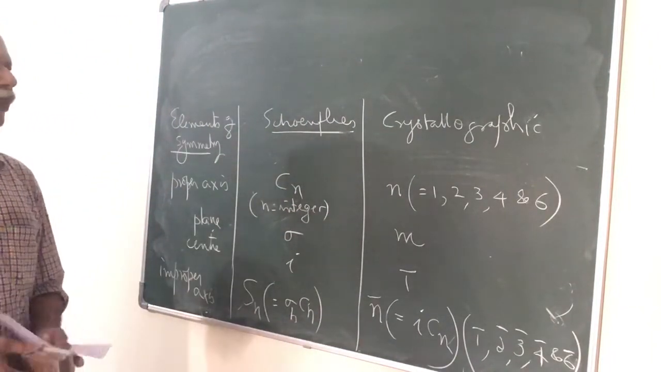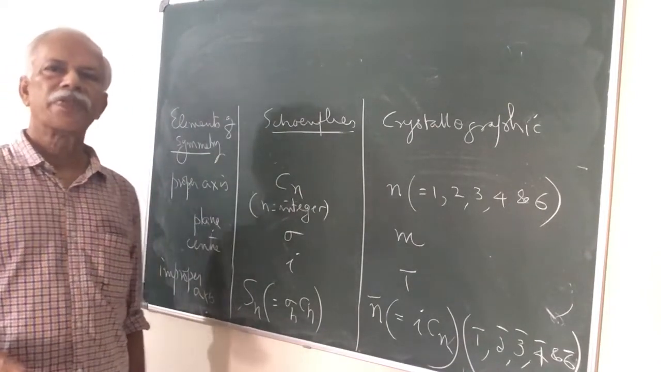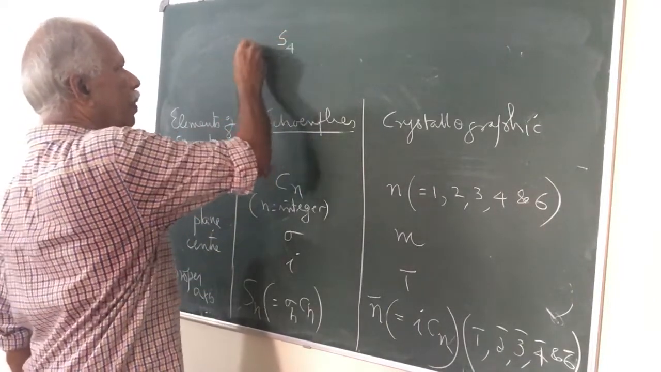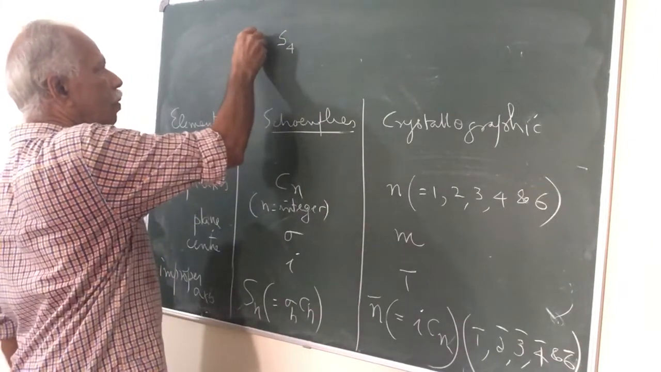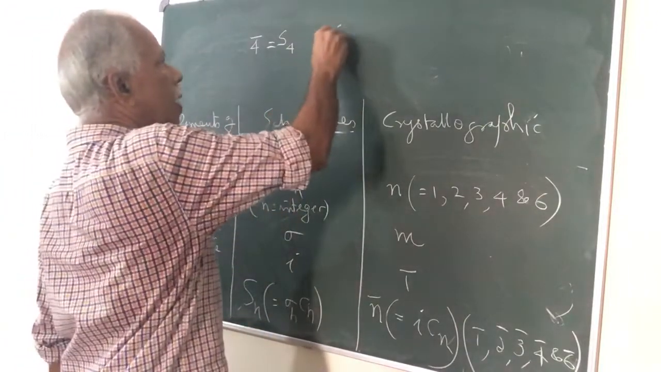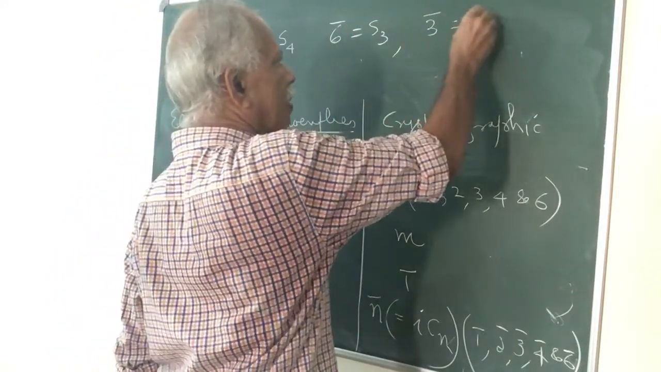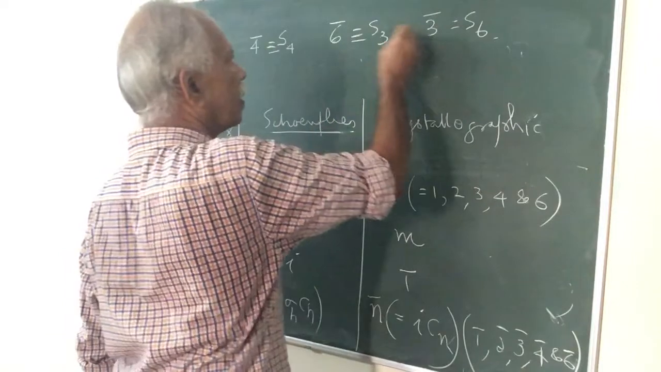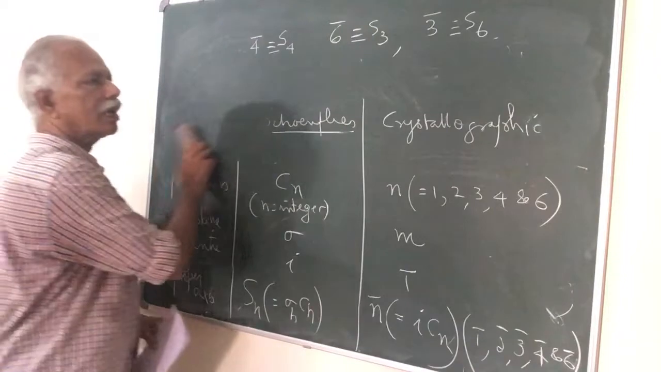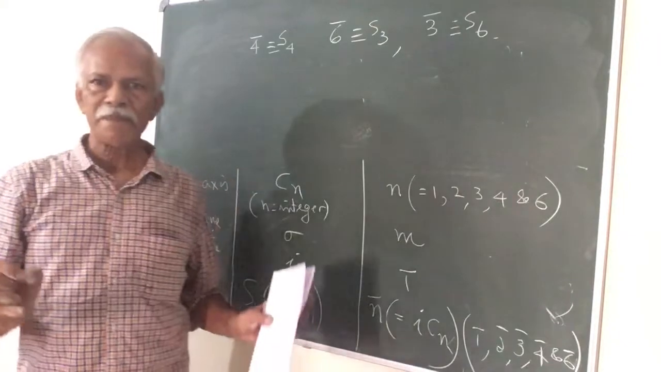Now comparing the Schoenflies and crystallographic symmetry notations, we have come across a few identities, like S4 is the same as 4 bar. Then 6 bar is the same as S3. 3 bar is the same as S6. These equivalents have been found between Schoenflies and crystallographic notations. With this, the video is being stopped.